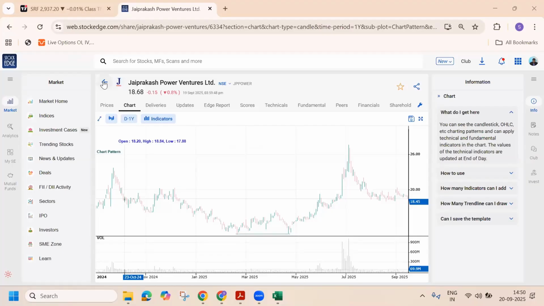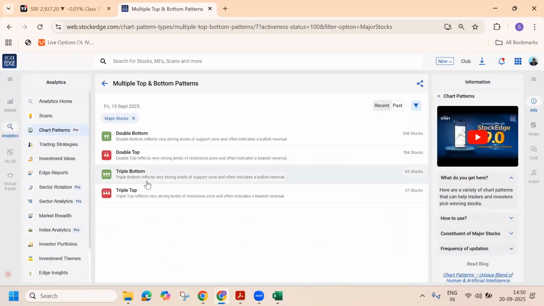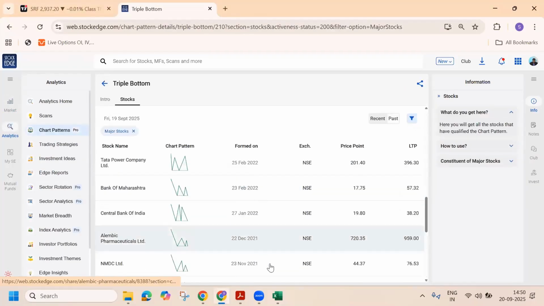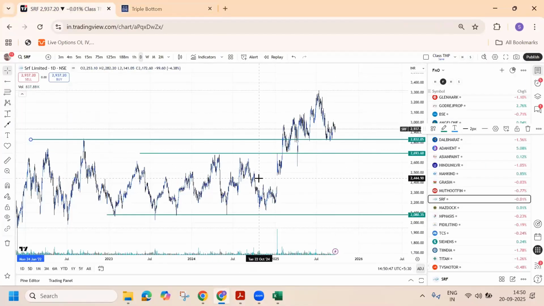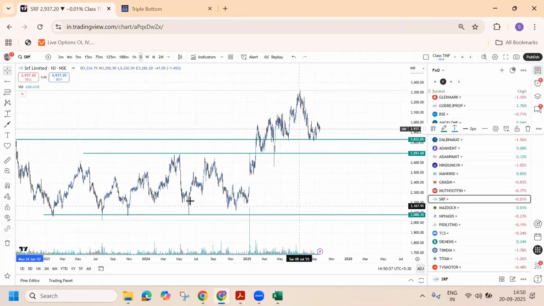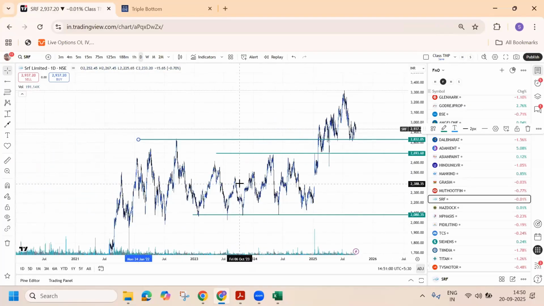You will find multiple examples: double top, double bottom, triple top, triple bottom. You'll find examples here. For the next 1 week, your task will be to identify these patterns manually, not through this, and post in your respective group, tagging your analyst, asking questions. Like, "Sir, I have identified this pattern, is this pattern correct or not?"